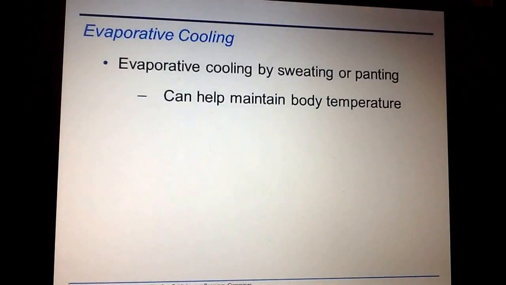One of the other things that happens, which I've already talked about, is cooling off through evaporation. This is known as evaporative cooling. It's sweating, or panting if you're a dog or a pig, and that's how you maintain your body temp.